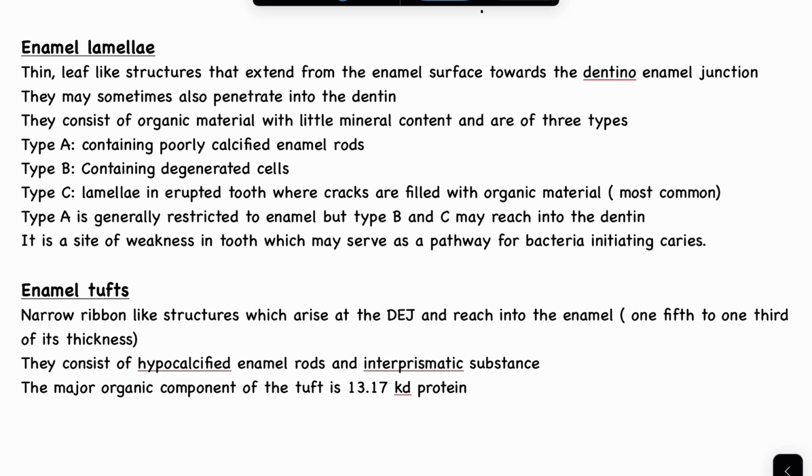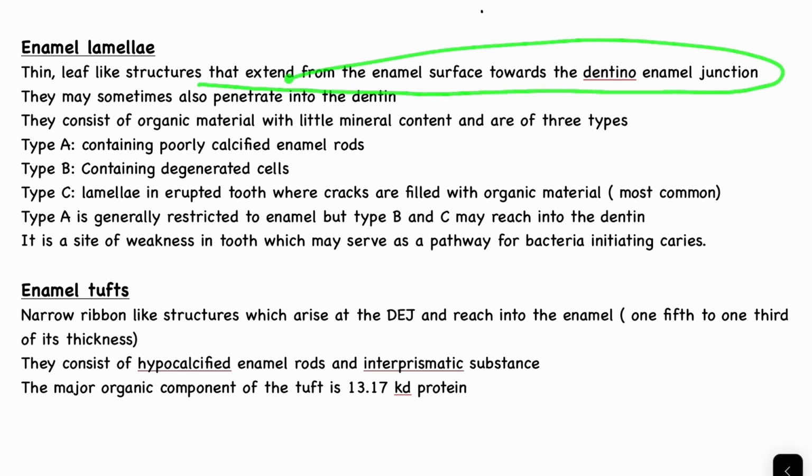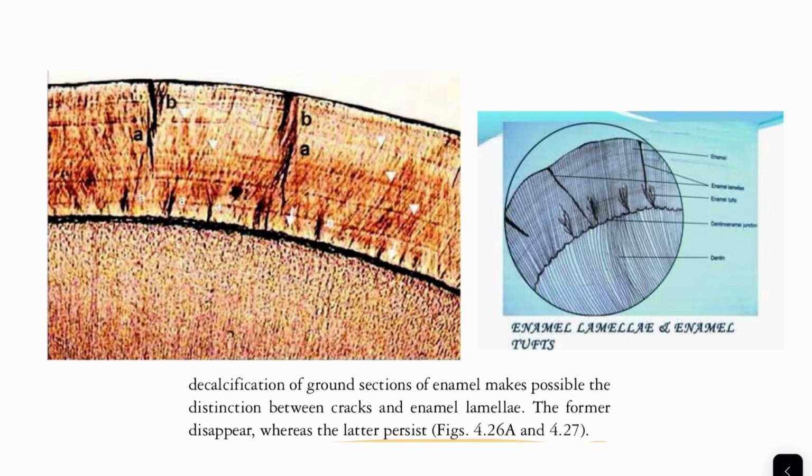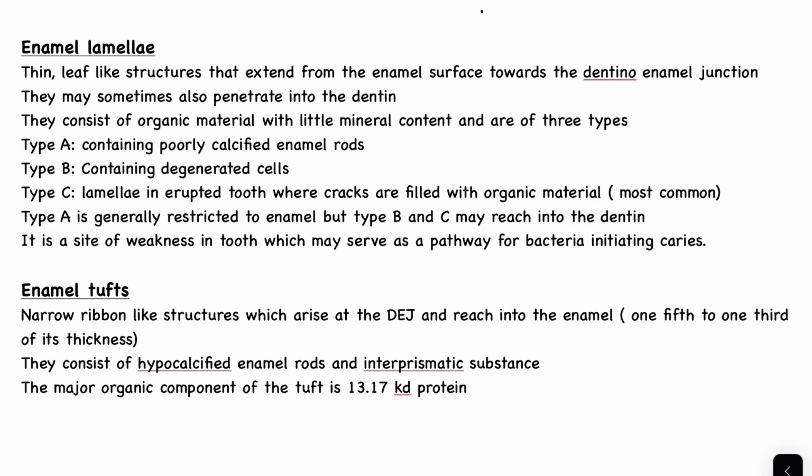Now coming to enamel lamellae. Enamel lamellae are thin leaf-like structures that extend from the enamel surface towards the dentino-enamel junction. They may also sometimes penetrate into the dentine. They consist of organic material with little mineral content and are of 3 types. Sorry, not enamel pellicle, enamel lamellae.